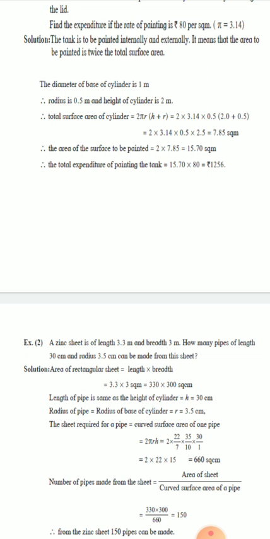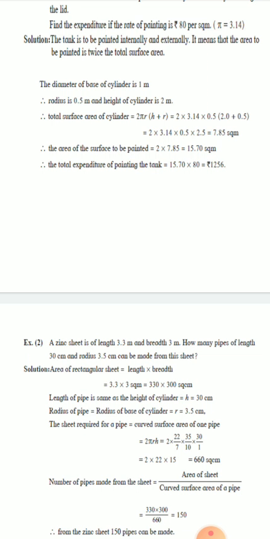One thing you have to perform these calculations while you are practicing, while you are doing your homework. Because see what happened, I am just going to explain here. I'm not able to calculate here. So this is your homework. You have to just cross check the answer, whether these answers are correct or not, isn't it? So the sheet required for a pipe is of 660 square centimeter.